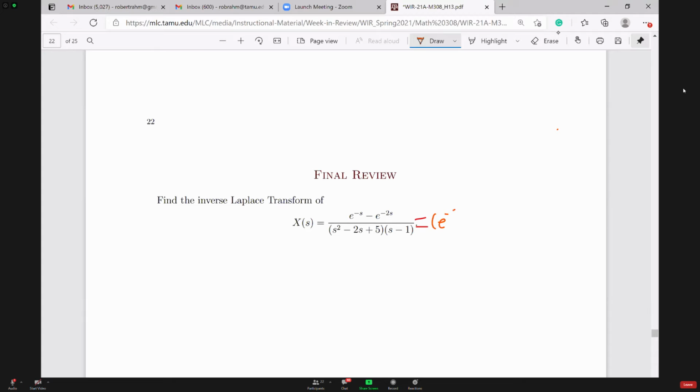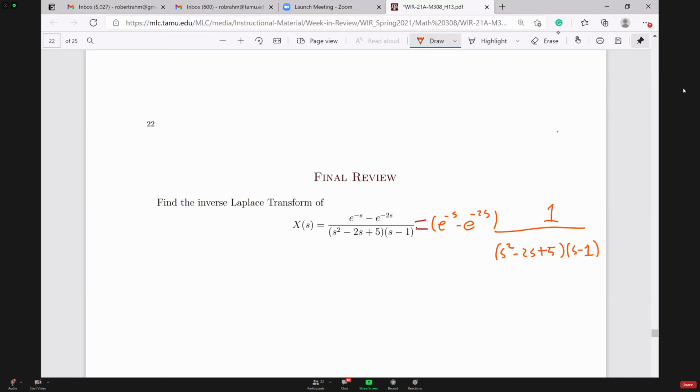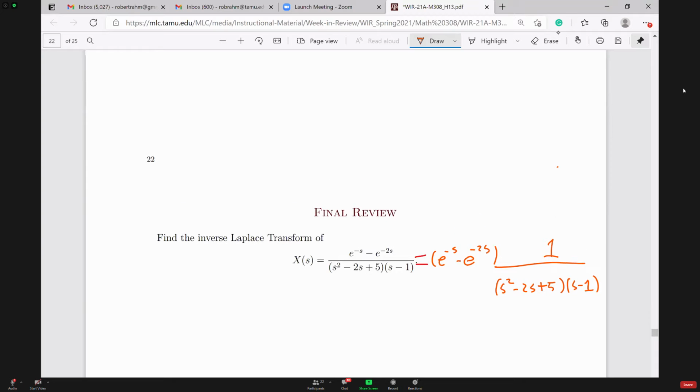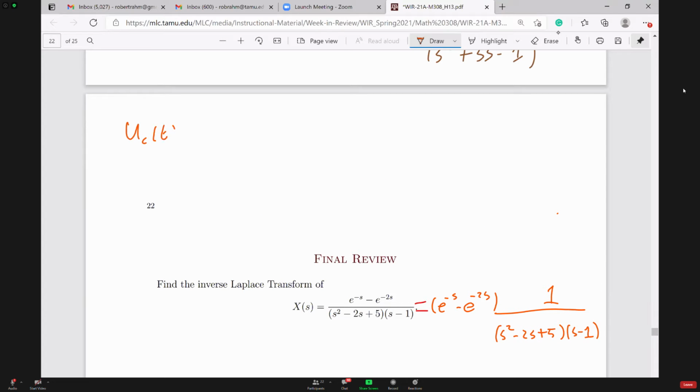So this is e to the minus s minus e to the minus 2s times 1 over s squared minus 2s plus 5 times s minus 1. And the reason that we want to do that is because there's an identity that says that the Laplace transform of uc of t times f of t minus c is equal to e to the minus cs times f of s. Or sorry, not equal, so meaning like this. The Laplace transform of the thing on the left side of the arrow is equal to e to the minus cs f of s. And so basically the hard work is going to be figuring out the inverse Laplace transform of that.